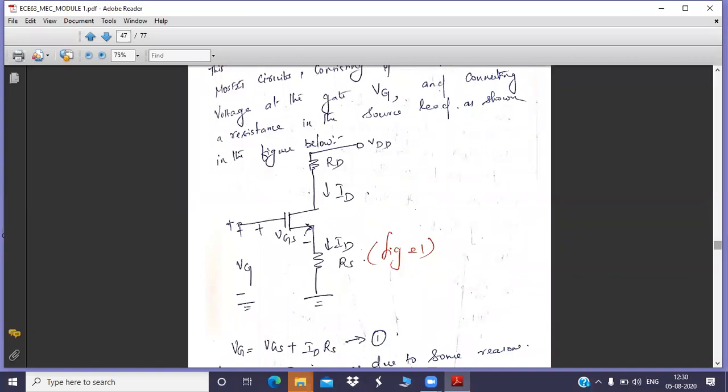So from this, you are fixing VG, and we write VG by applying Kirchhoff's voltage law in this particular part. The total input voltage is VG. A portion of this voltage will appear across the gate and source terminals, that is VGS, plus another voltage will appear across RS. I repeat, the total voltage at the input terminal is VG. A portion appears across gate and source, that is VGS. The remaining voltage will appear across RS, that is ID into RS. So this is equation number 1.